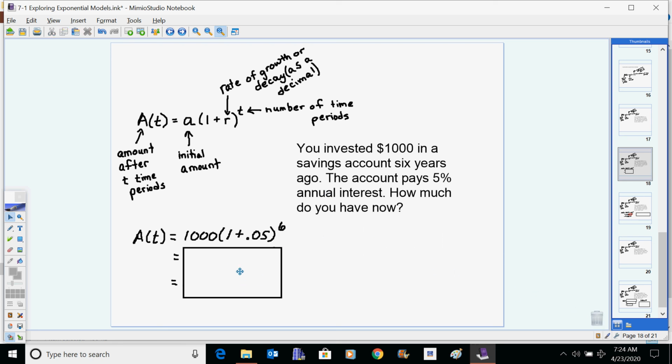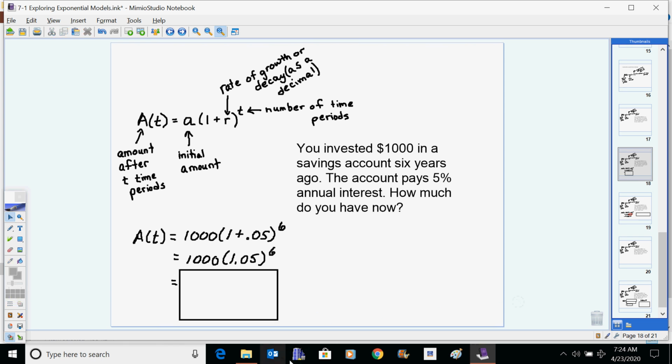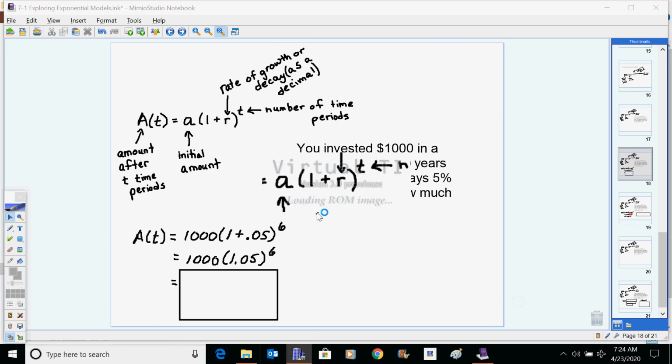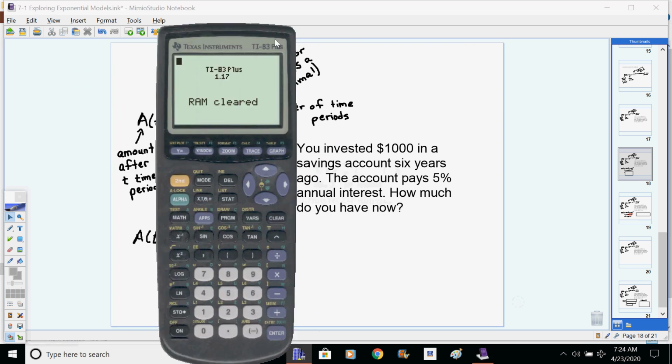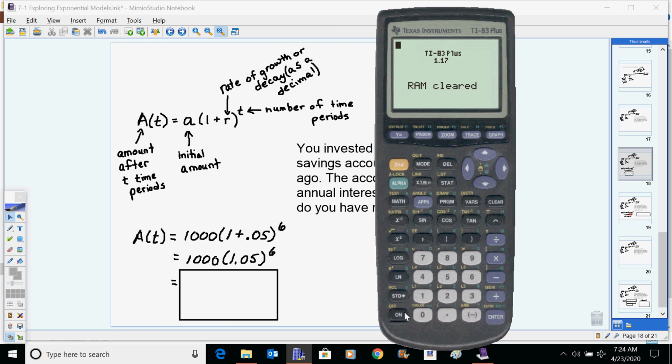So what you're going to do is add those two numbers, and then you can do the calculation. This is where that caret key is going to come into play in your calculator. Or if you needed to, you could multiply 1.05 times 1.05 times 1.05. Not nearly as efficient as putting it in like this. I have 1,000 times 1.05 to the 6th power.